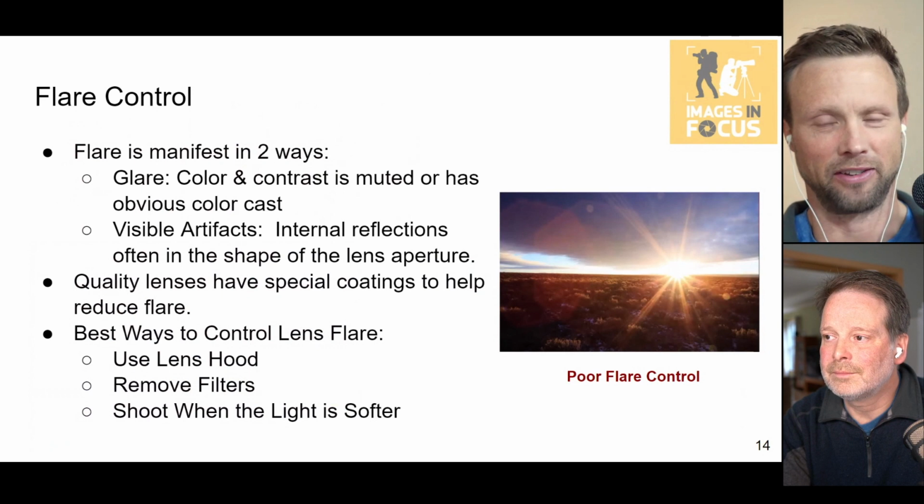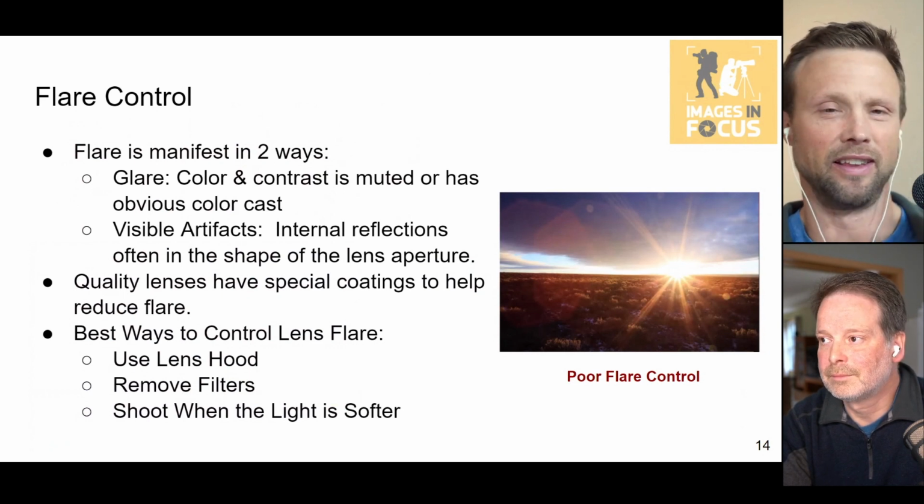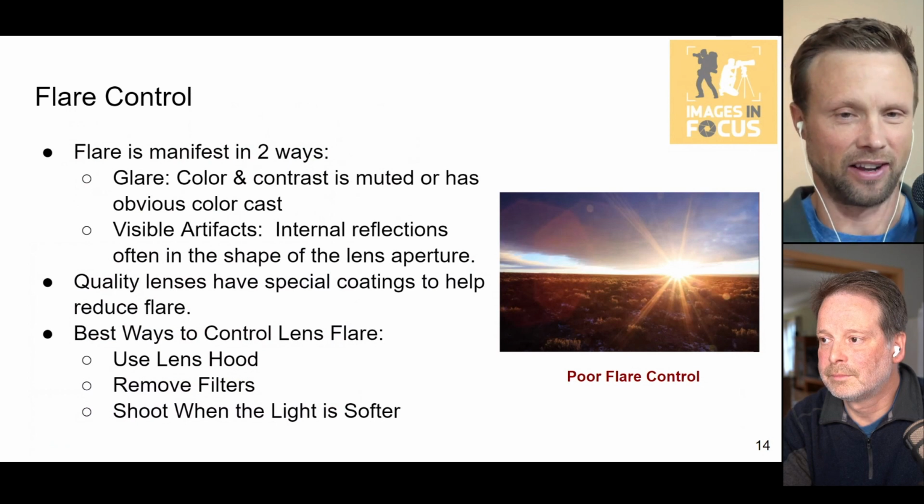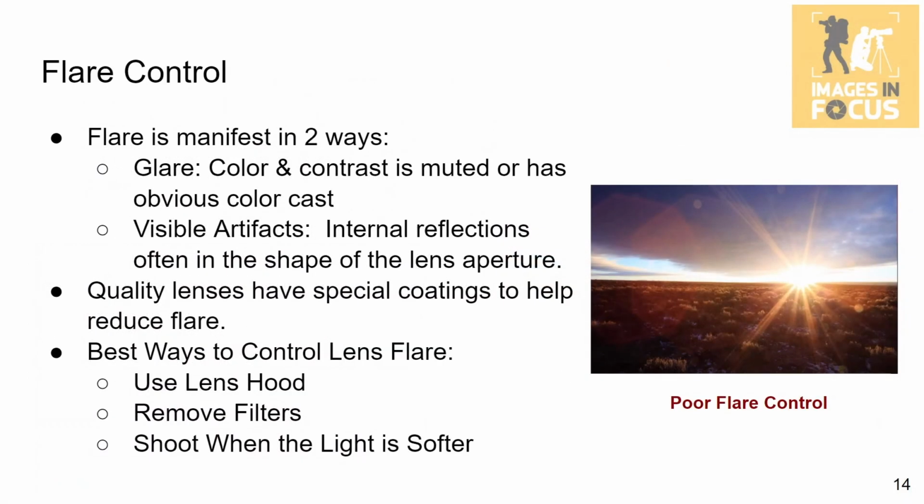Cool. And so moving on, let's talk about flare control. Now, flare manifests in two ways. You can get this glare effect where the detail and contrast are really washed out and you're getting a lot of unwanted light coming into the shadowy parts of the image, or you get these very obvious color casts where you get a big area of red or green or something like that.